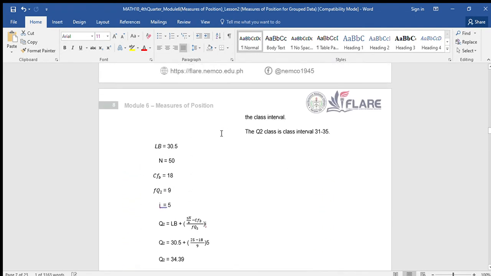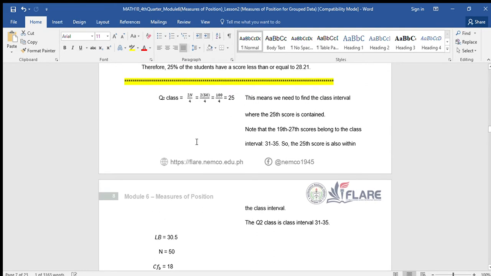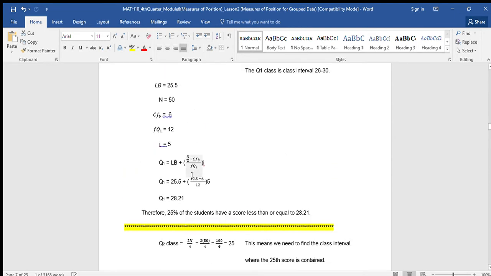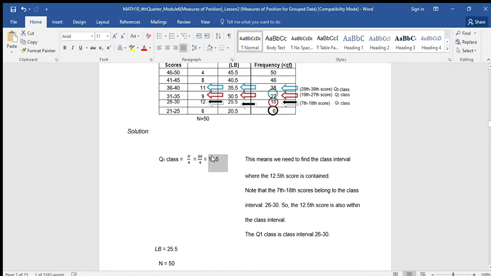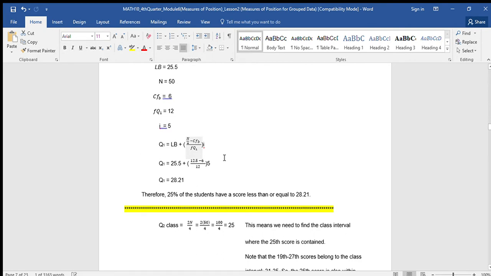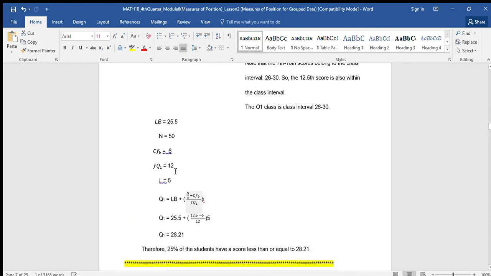Okay, after that, we'll just have to substitute all these values in the formula to get the answer for Q1. So again, our LB is 25.5, our N over 4 is 12.5, and the cumulative frequency before the Q sub K class is 6.